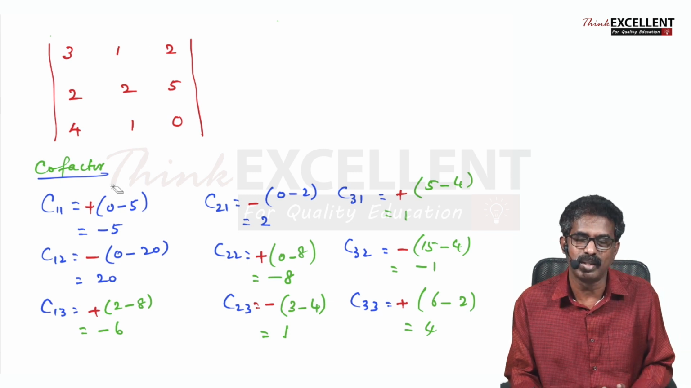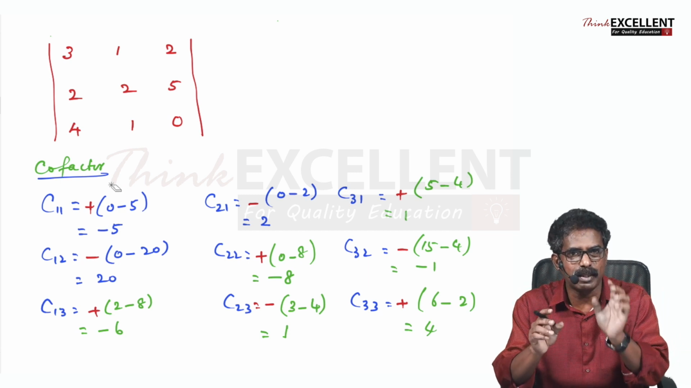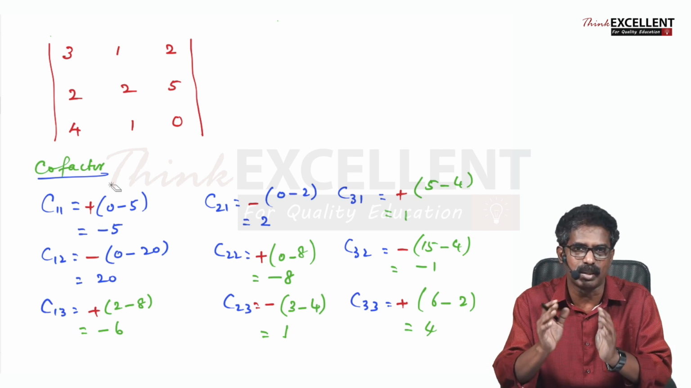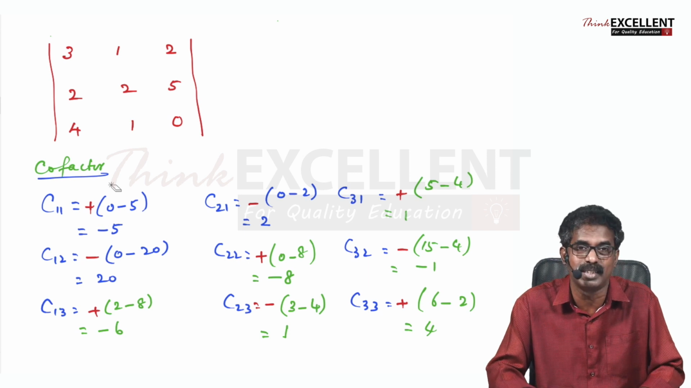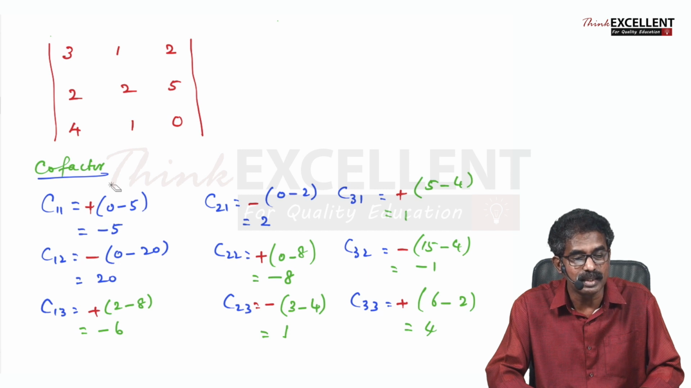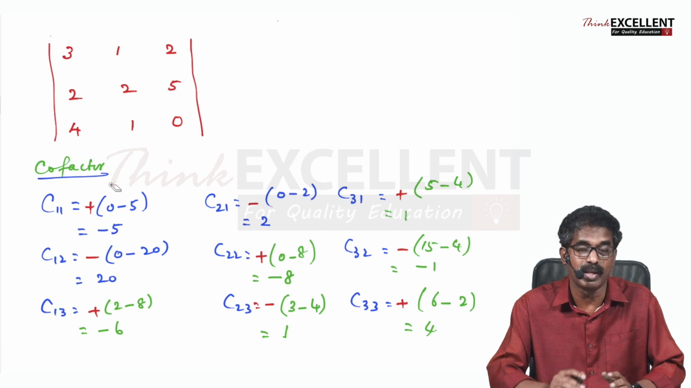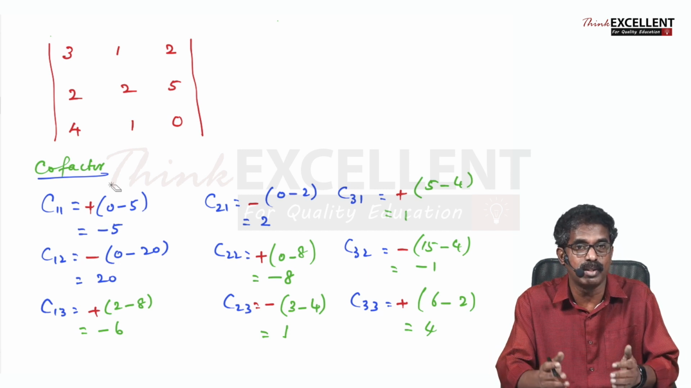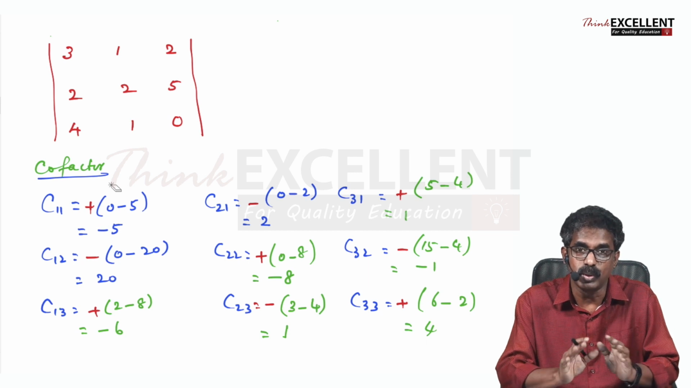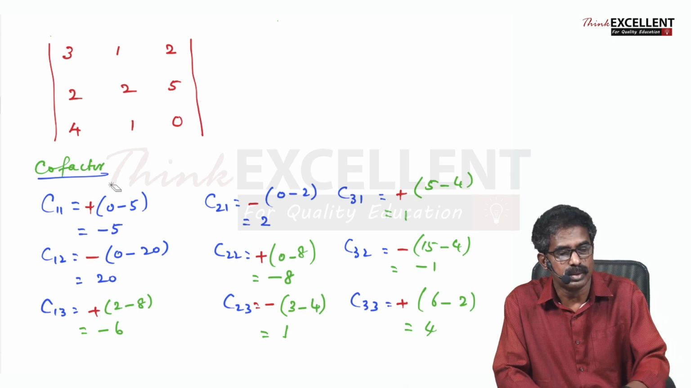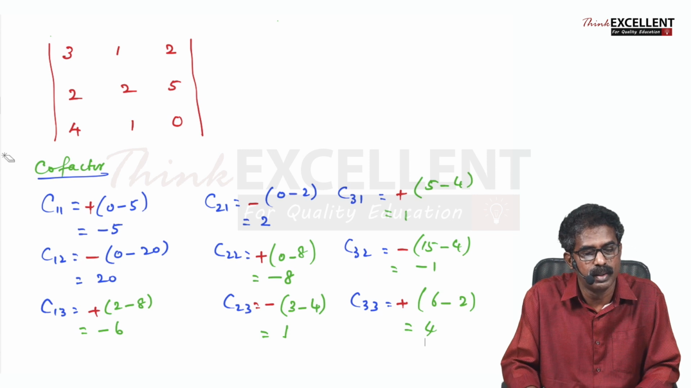Are you thorough with this one? So minor means it's very simple. That particular number, leave that row, that column, remaining you take. If it is 2 by 2, so easy, right? So this is one of the very important things, how to find minor and cofactor. Even when you go for higher classes, you need this. Okay. So this one you study thoroughly.